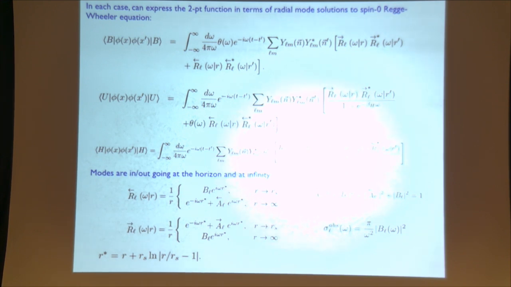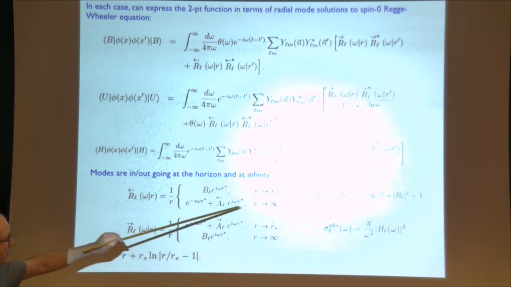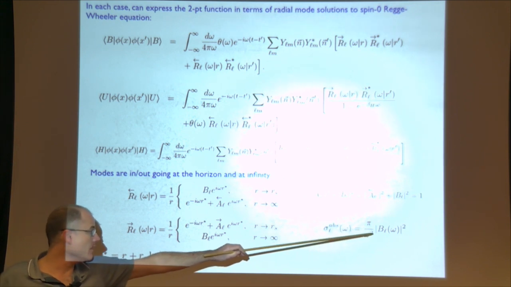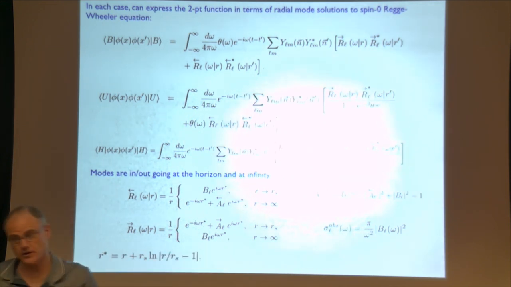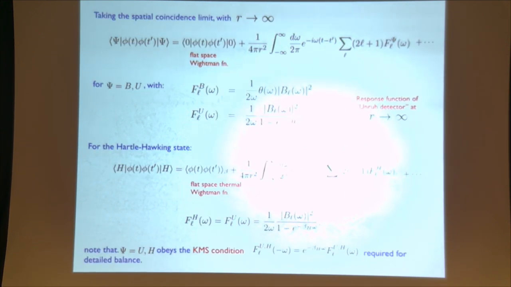And that's what they look like. The modes are not known analytically for the 4D Schwarzschild black hole, but they depend on the gray body factor, which at low frequency is known analytically, as Page showed. What we're going to do here is simplify this by taking the limit where the two points in the correlator are at the same spatial coordinate, different times. And then we're going to look at the radius goes to infinity limit of this quantity.